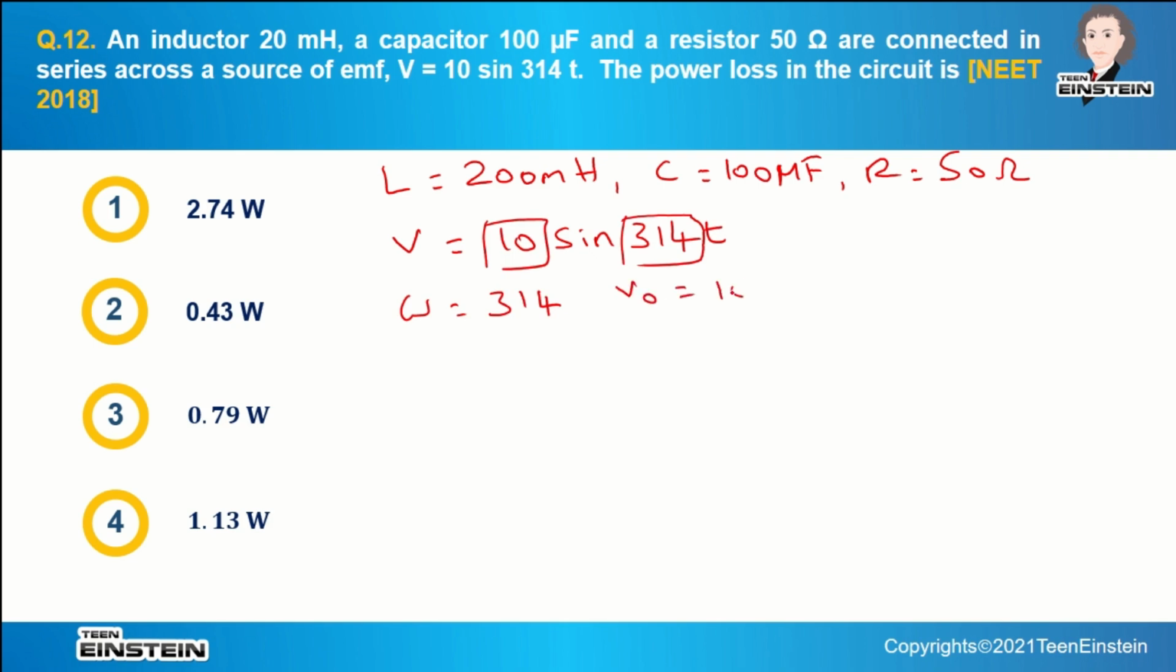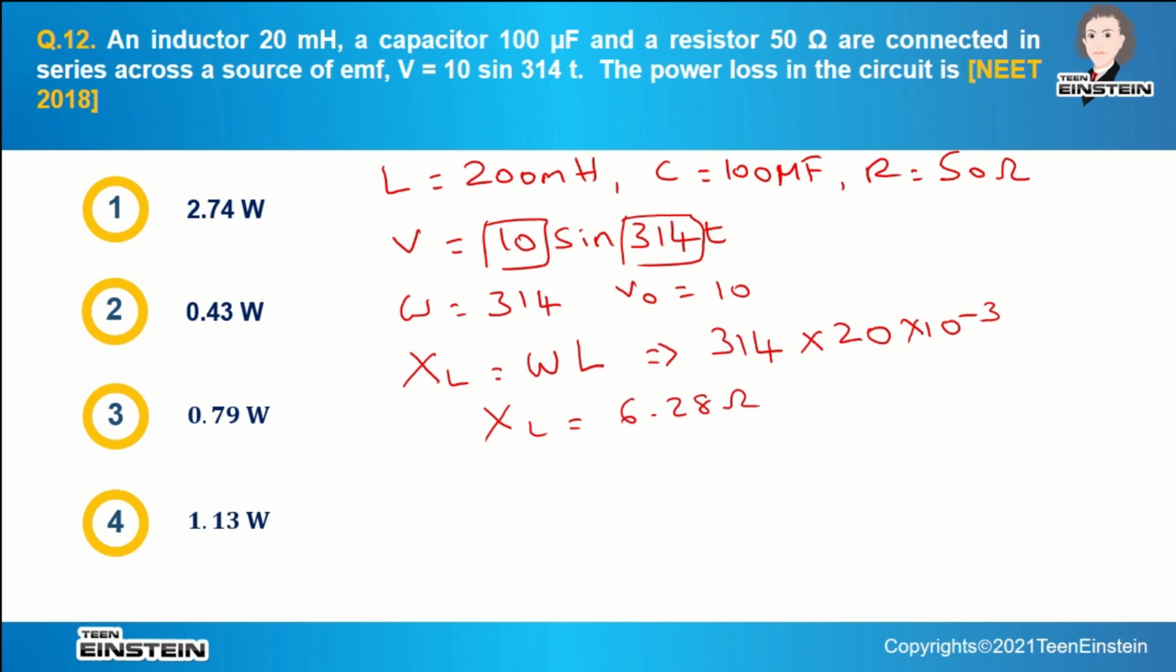XL is given by omega into L, so 314 into 20 into 10 power minus 3. If you solve this, you'll be getting the XL value as 6.28 ohms. Similarly, capacitive reactance Xc is 1 by omega C, which is 1 by 314 into 100 micro.